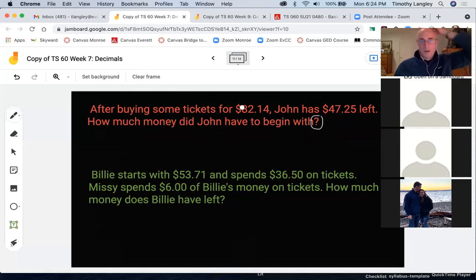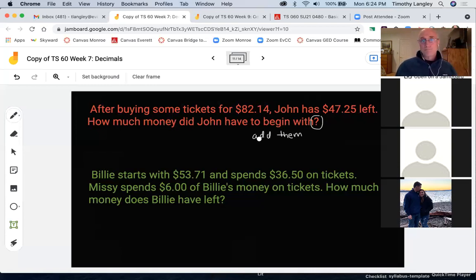Okay, well, he started with some amount, he's going to buy some tickets for this much, and he has this much left. If we add those two together, that'll give us the answer. So I'm just going to write the phrase add them, just so you guys can see that that's what you're supposed to do if you look at my notes that I'll send to you tonight.